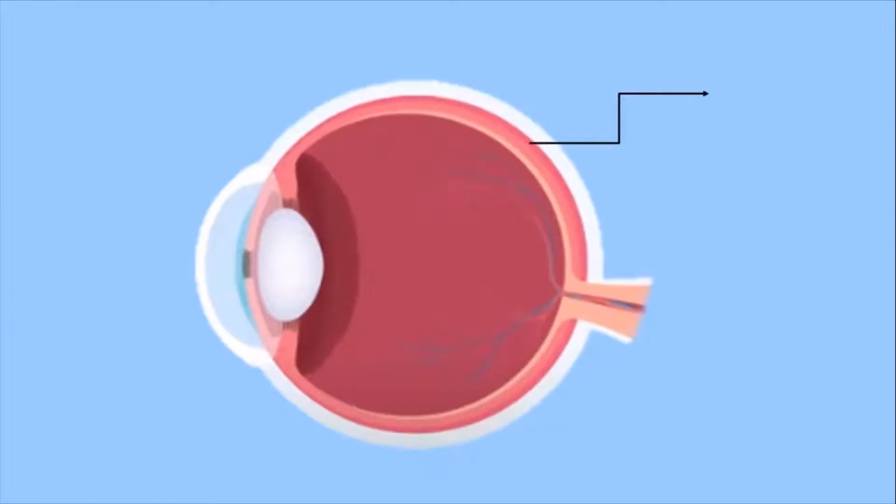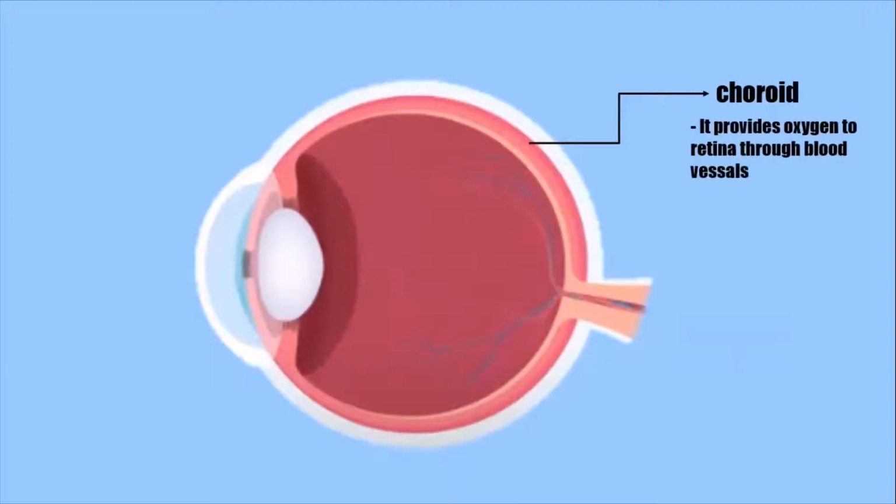So this middle layer is known as the choroid. The choroid is a layer that consists of vessels that provide oxygen in the form of blood to the retina. So it consists of lots of vessels which carry blood to the retina. Hence it nourishes it and supplies oxygen to it.